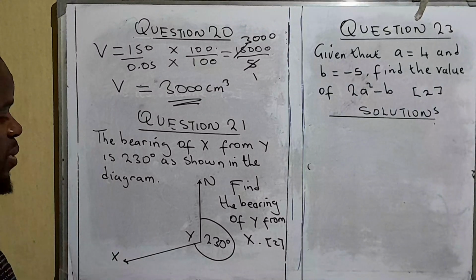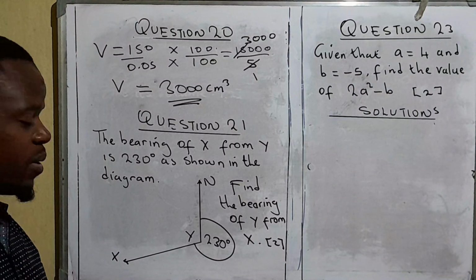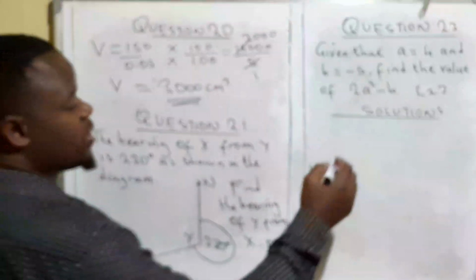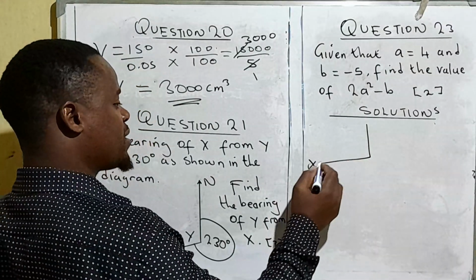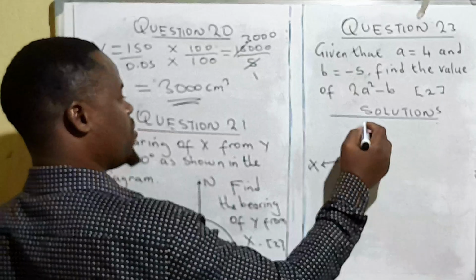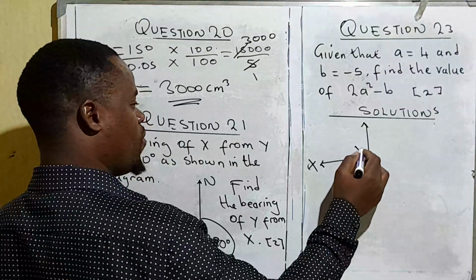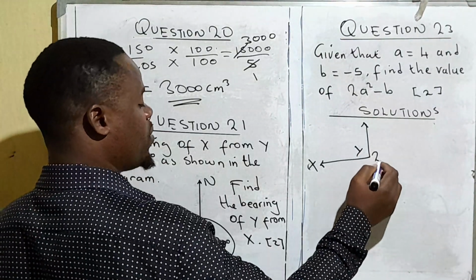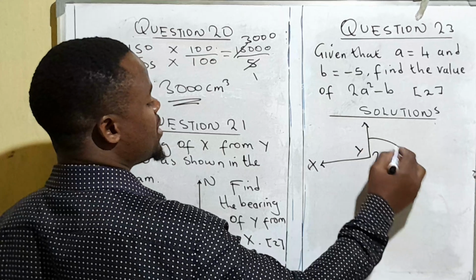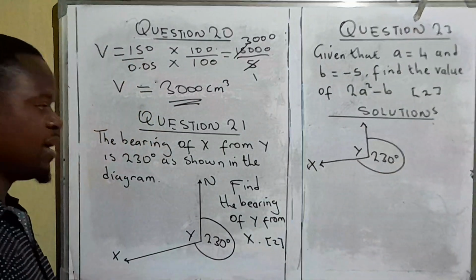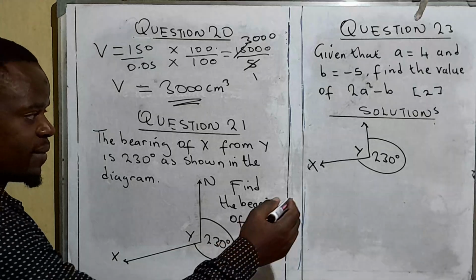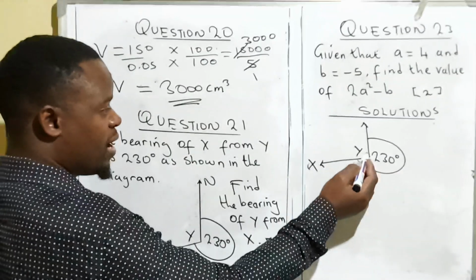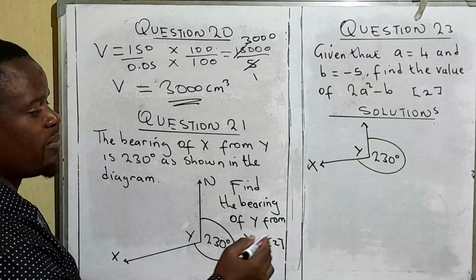All right, let's resolve question 2. I'm going to pull out the diagram. What we have is this one here. We have X. Then we have Y here. Then we have 230 degrees on this point. They're saying, find the bearing of Y from X.